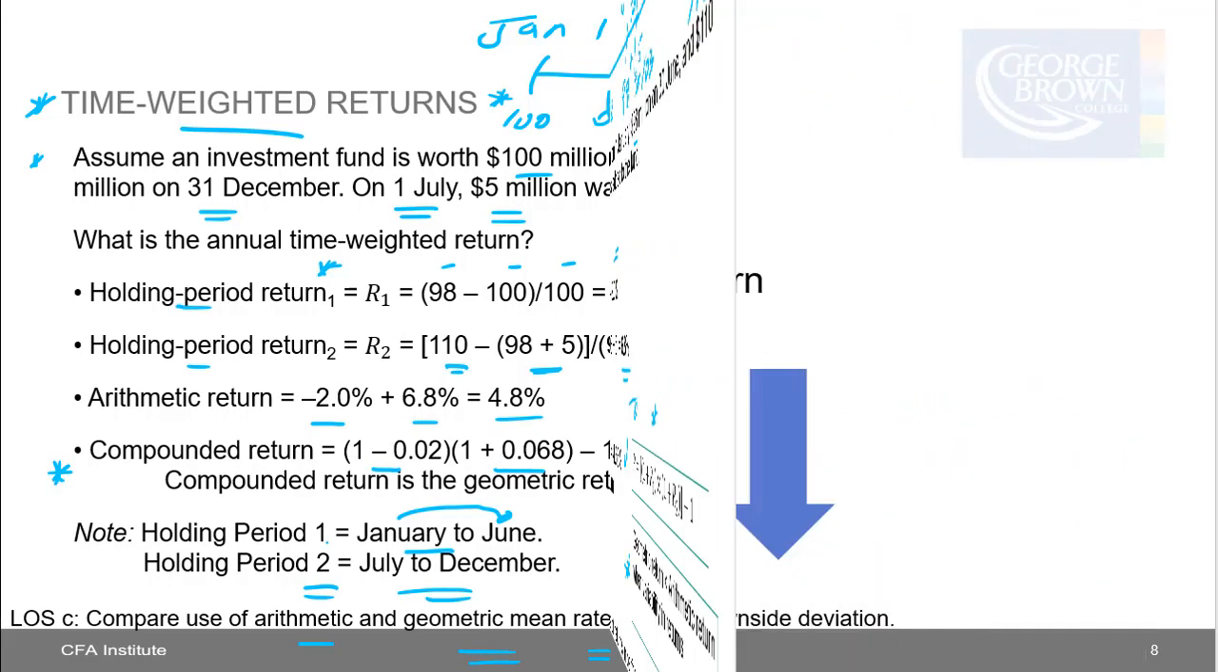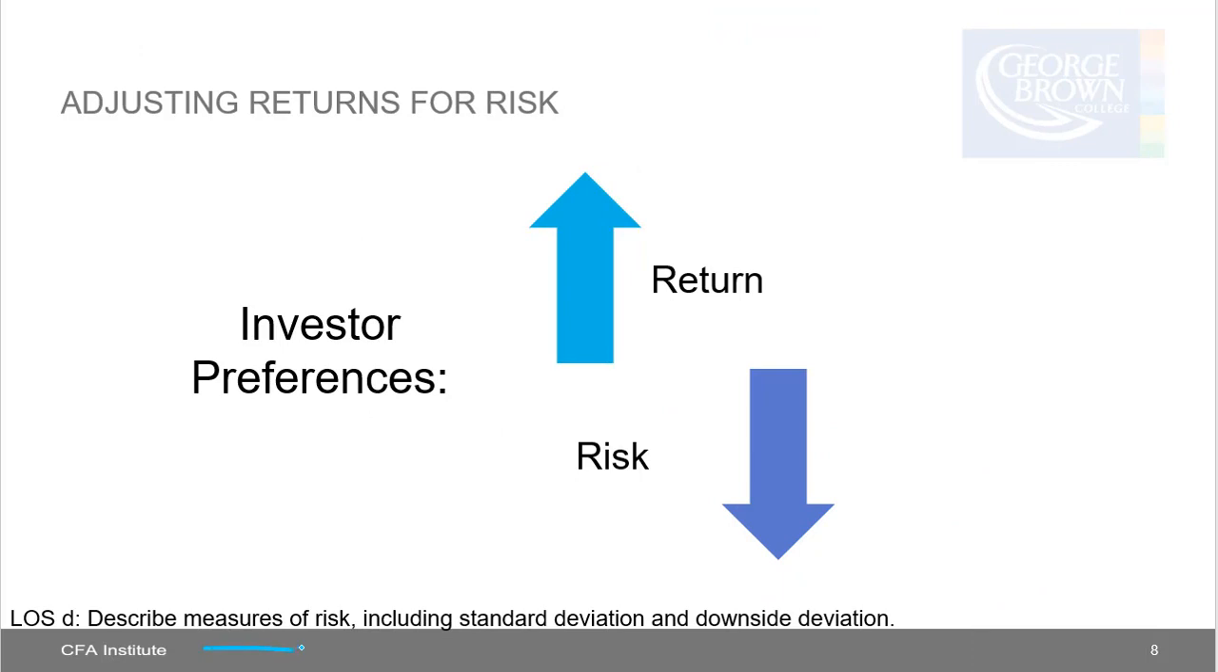Okay? Moving on now to learning outcome statement D, describe measures of risk, including standard deviation and downside deviation. Okay, we studied standard deviation before, but now we're just going to add on looking a little bit at what is downside deviation. So now we're looking at adjusting returns for risk. The previous learning outcome statement was calculating holding period returns and time-weighted returns, okay? But now we want to adjust those returns for risk to analyze them, because investors want to get as much return as possible for as little risk as possible.